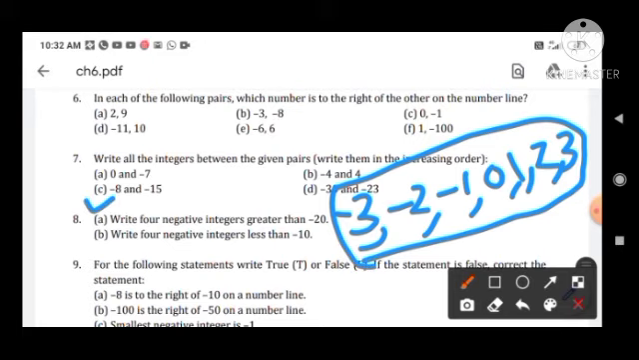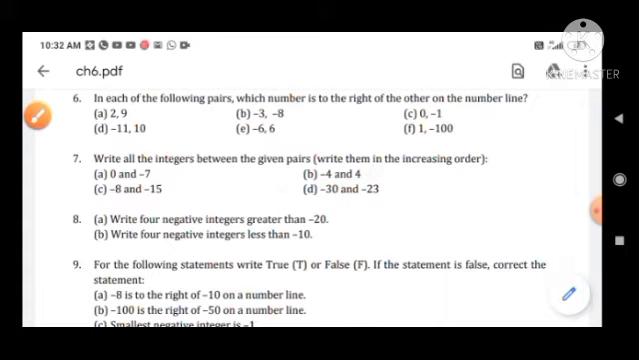Now C and D. C and D is your homework. Okay, -8 to -15, you have to write all the numbers in increasing order. And D question also you have to write, -30 and -23. You have to write all the numbers between these two given integers. C and D will be your homework. If you have any problem or doubt, you can ask me. You can comment below in the video.